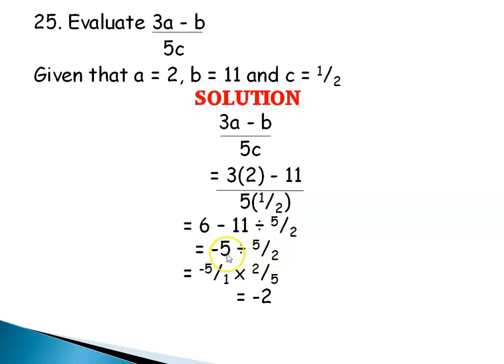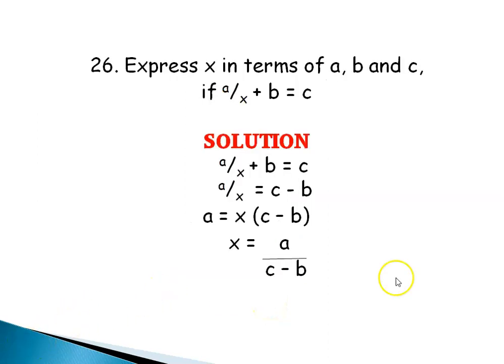So this minus 5 is the same thing as saying minus 5 divided by 1. And then I'm changing my division to multiplication. So this denominator becomes the numerator and the numerator becomes the denominator. Minus 5 divided by 1 times 2 over 5. Did you see that? Minus 5 times 2 will give you minus 10 divided by 5. Minus 10 divided by 5 is minus 2. So this is the final answer. Is that taken? Good.